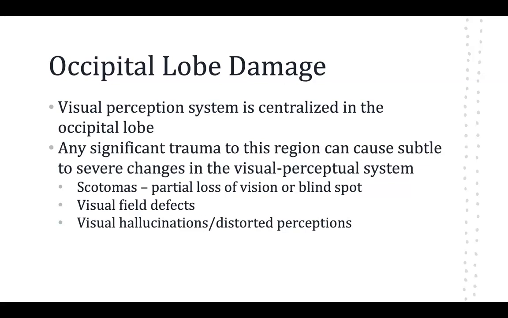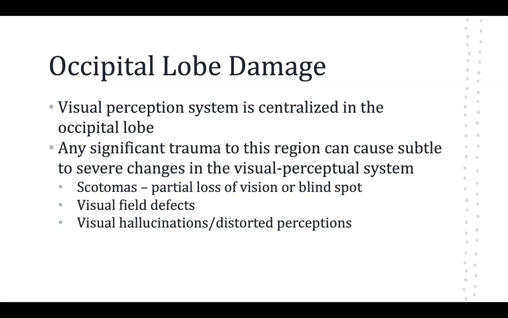There's also occipital lobe damage. The visual perception system is centralized in the occipital lobe. Any significant trauma to this region, maybe a traumatic brain injury, can cause subtle to severe changes in visual perception. So if somebody has some type of traumatic brain injury, it may affect their vision if the damage occurs in that occipital lobe.